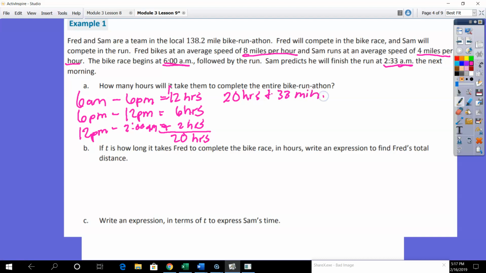Okay, but we need that as a decimal so that we're able to use it. So 33 minutes out of, there's 60 minutes in an hour. 33 divided by 60 equals 0.55. So 20.55 hours.